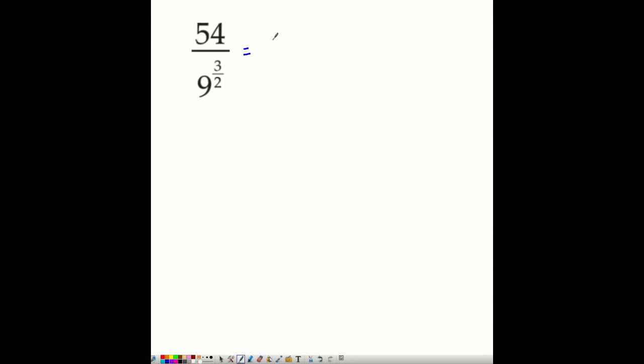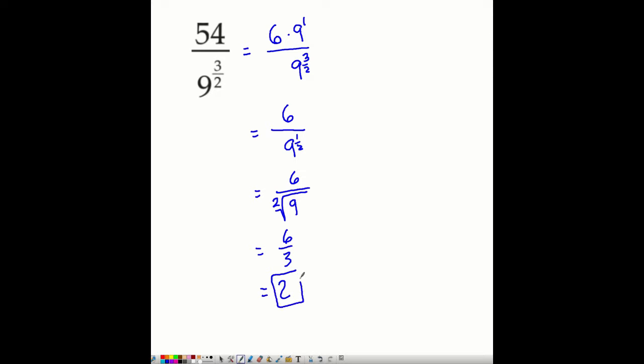We're going to simplify this expression. I'm going to write this as 6 times 9 divided by 9 to the 3/2. That's 9 to the 1 divided by 9 to the 3/2. You can subtract the exponents when they're the same base and they're dividing. So I could write this as 9 to the 1 minus 3/2, or 9 to the 1 over 9 to the positive 1/2. Well, 9 to the 1/2 is the same as the square root of 9. The 2 is in the denominator, the 1 is in the numerator. So that's just 3. So 6 over 3 is the same as 2. This complicated expression simplifies.